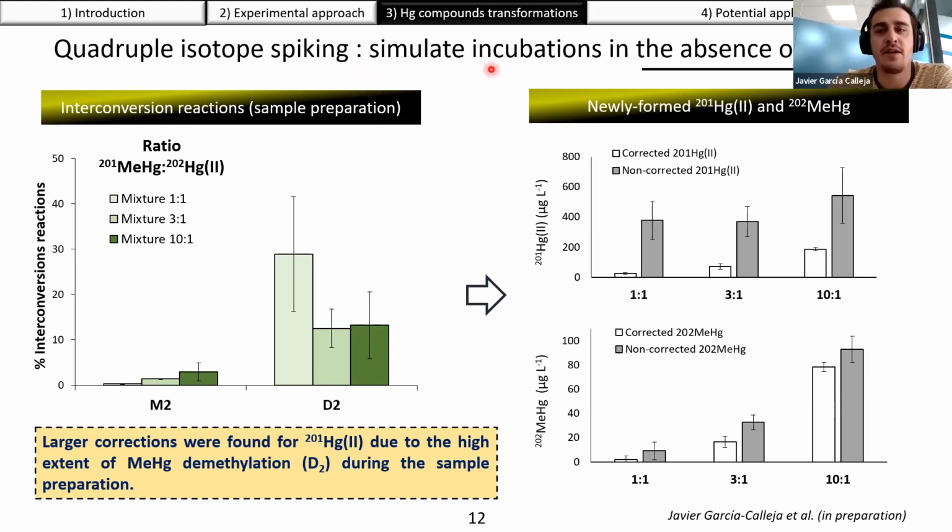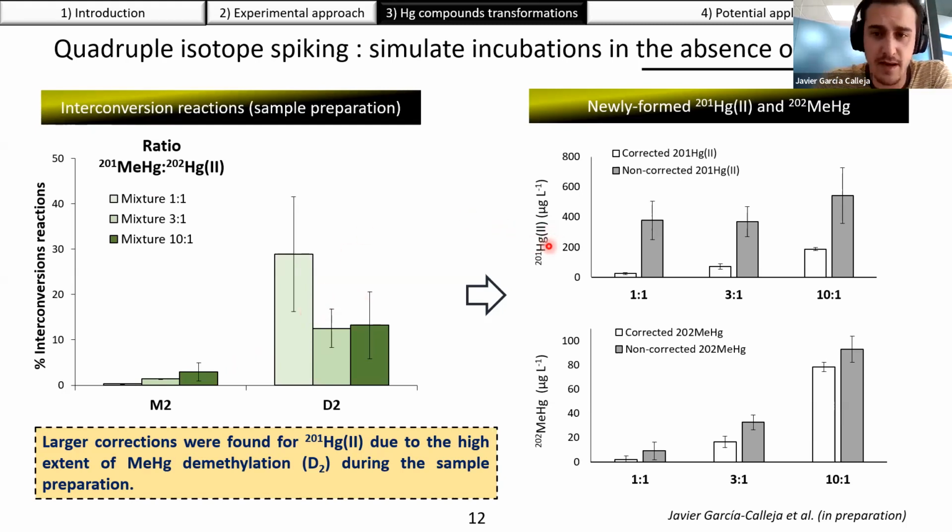So we carried out a simulated incubation in the absence of the matrix. Here we have the ratio of methyl mercury 201 and inorganic mercury 202, and we carried out 3 mixtures: 1:1, 3:1, and 10:1. And you can see here in this graph the methylation and demethylation yields during the sample preparation.